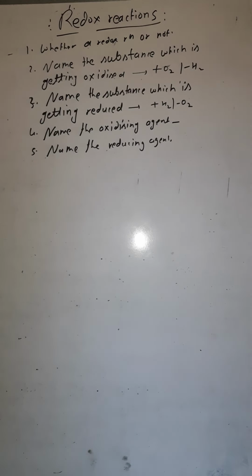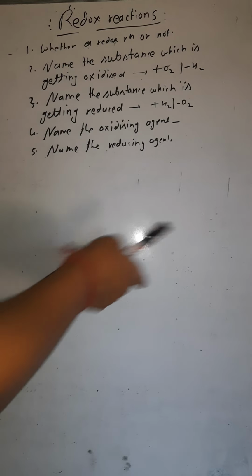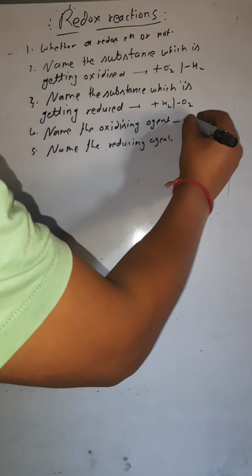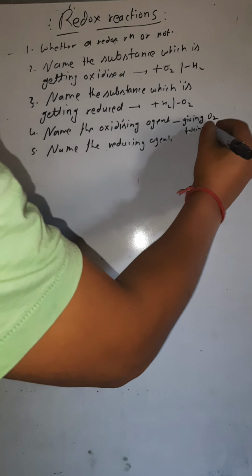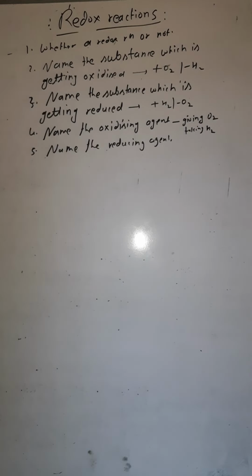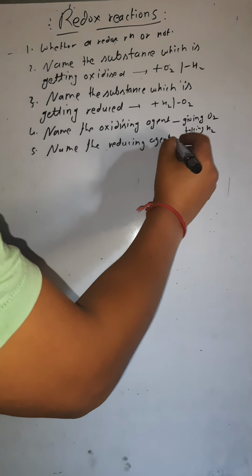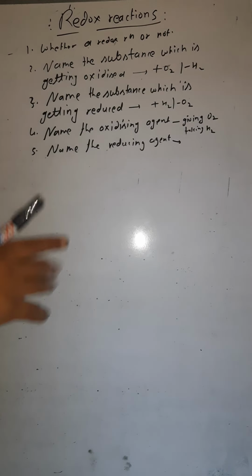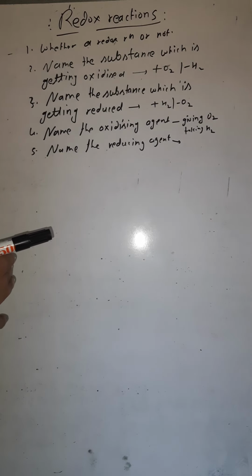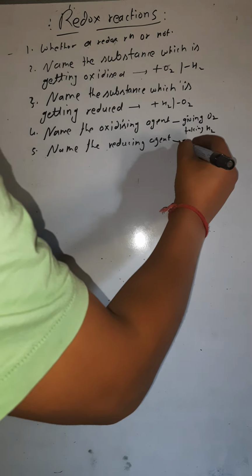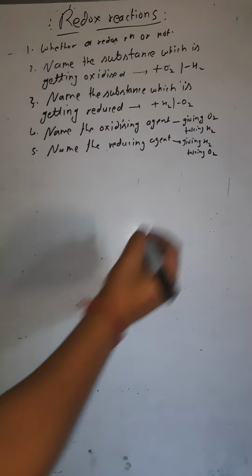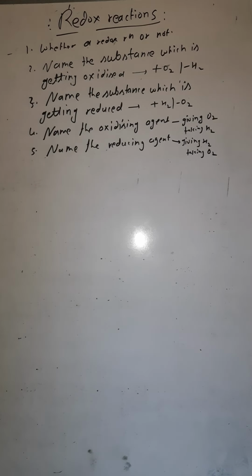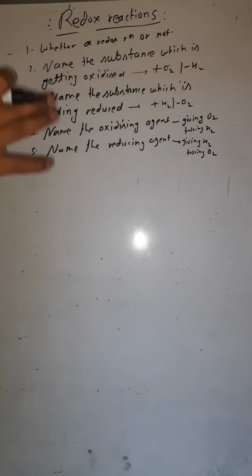Which would be the oxidizing agent? Oxidizing agent means the substance which is giving oxygen or taking hydrogen. And one more, the reducing agent. Reducing agent means the substance which is giving hydrogen and taking oxygen. Are you getting this? Yes. So let's study this with an example.